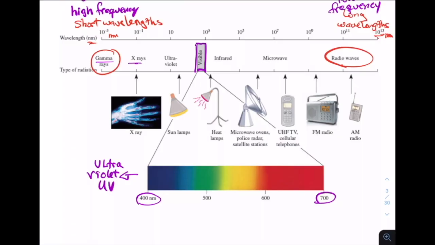And anybody who's stood out in the sun for too long without sunscreen knows what happens when you have too much UV radiation on your skin. You get a burn, you get a sunburn. High energy electromagnetic radiation that's hitting your skin.